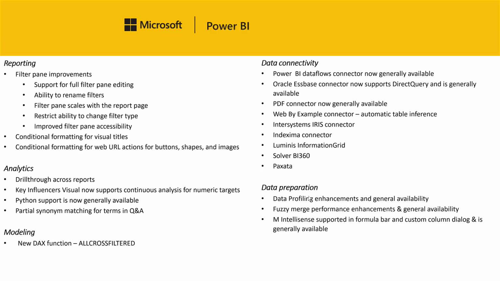The next feature under reporting is conditional formatting for visual titles. So since the initial release of Power BI, you've always been able to customize the text of your titles, but it's always had to be static text. But since Power BI reports are highly interactive, it makes sense that you may want your titles to be dynamic and reflect the current state of the report based off of what users are clicking on, filter states, things like that. So now you can use the conditional formatting dialog to actually change the text of your report based off of a DAX expression in your model.